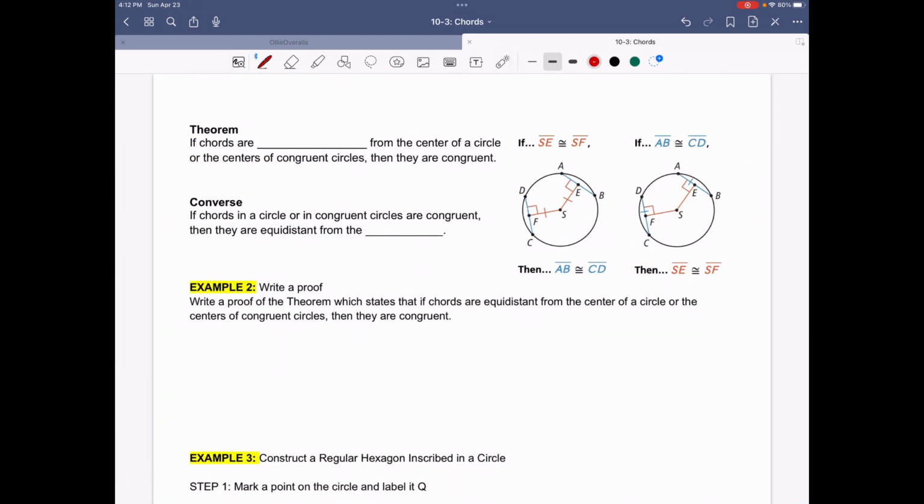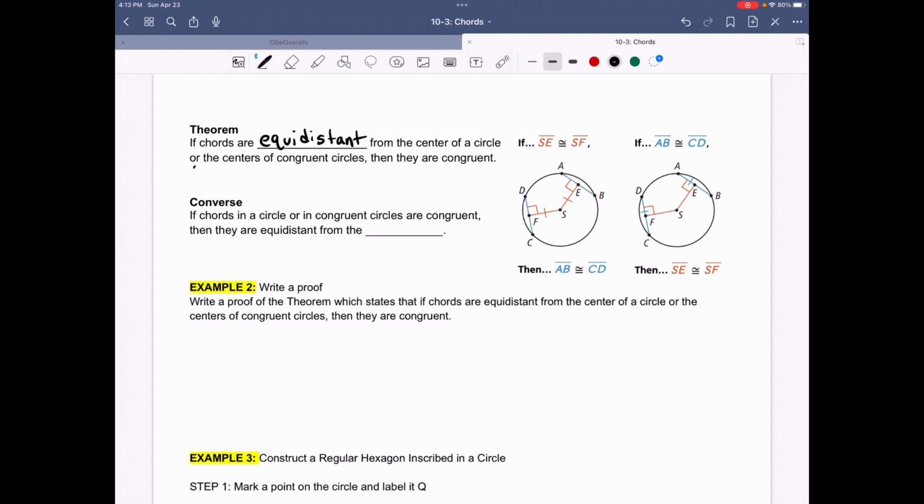And yet another theorem, and this one, there is an interactive for it, so I will put that interactive in your Canvas so that you can practice it. This one is saying if chords are equidistant from the center of a circle or the centers of congruent circles, then they are congruent.